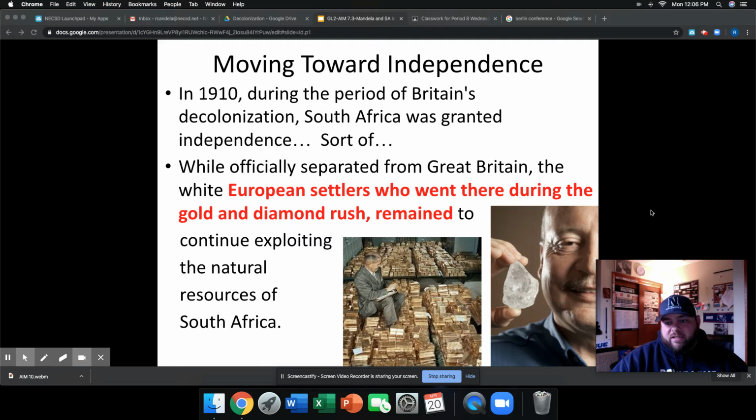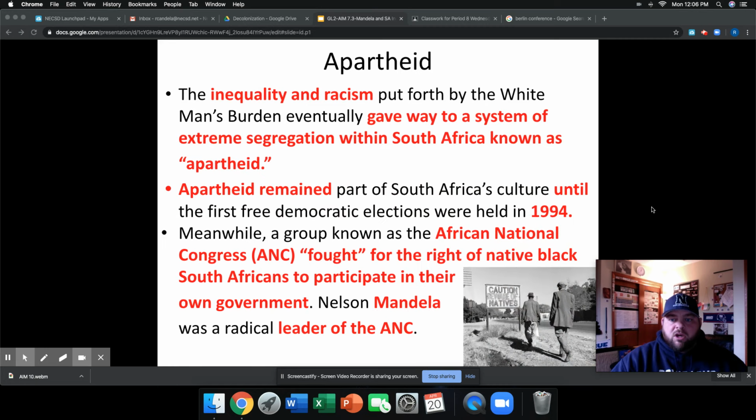And they're pulling diamonds the size of fists out of the ground. It's insane over there. So we understand the allure of South Africa and why it's so hard for these people to walk away. So what does that lead to? Well, these white European settlers who have been existing in this system and profiting from it for so long want very badly to solidify their positions of power and prevent others from rising up against them. So what they do is they install a system of extreme segregation called apartheid.